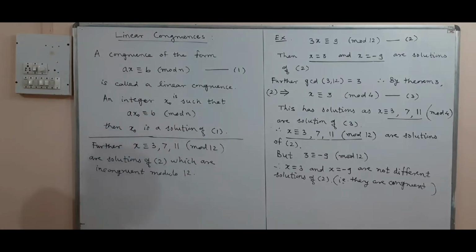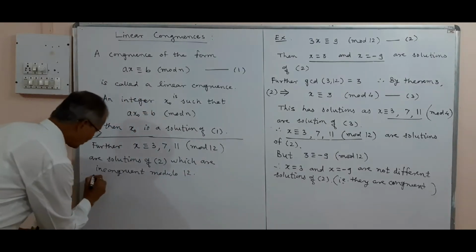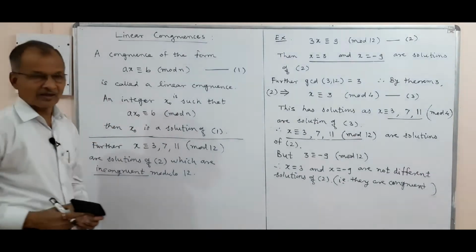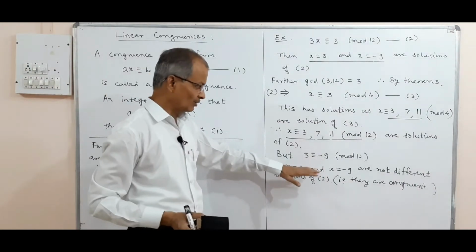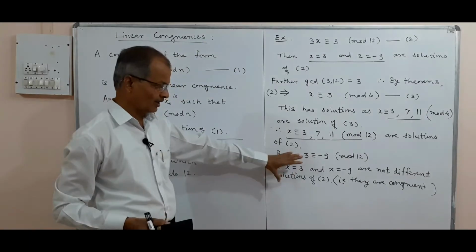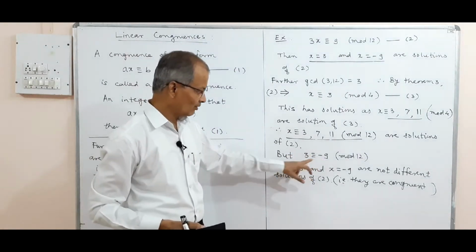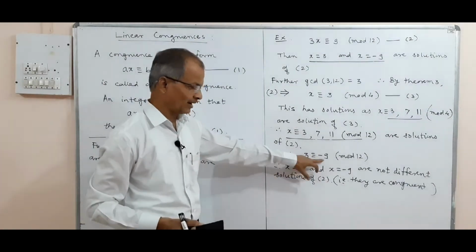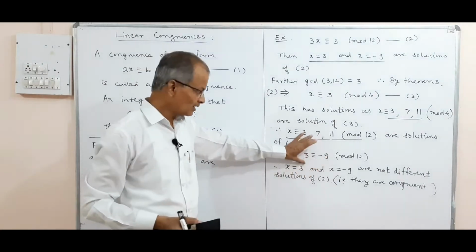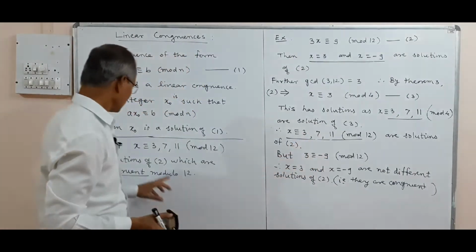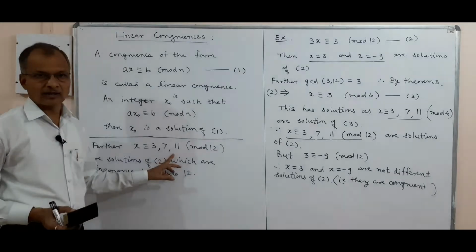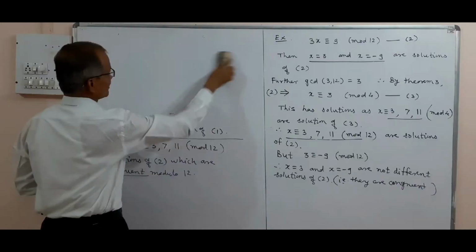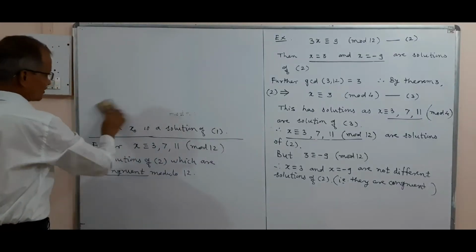So we are interested in incongruent solutions. Congruent solutions are said to be not different, they are equal, and therefore we don't want this type of solution. 3 and minus 9, but we consider only 3, and the others are 7 and 11 modulo 12. So, the existence of solution of congruence.